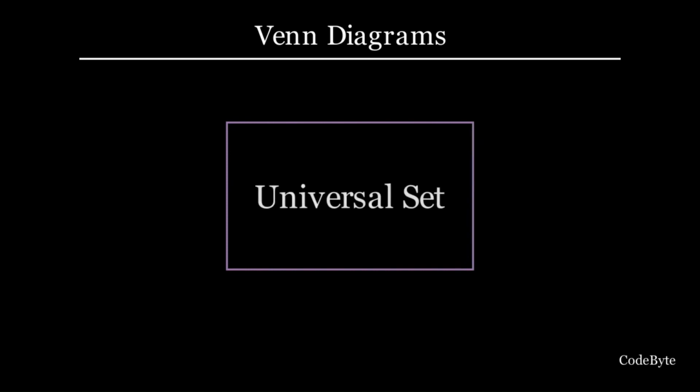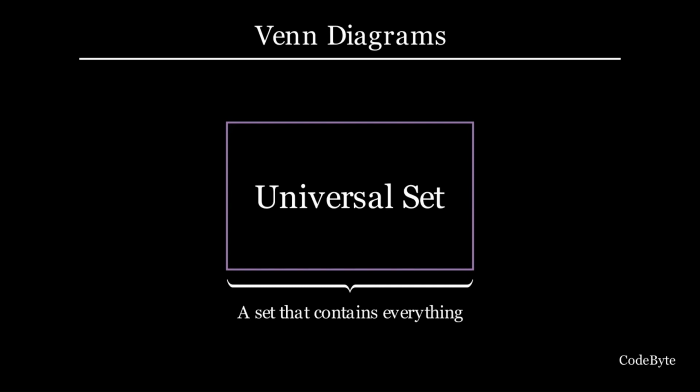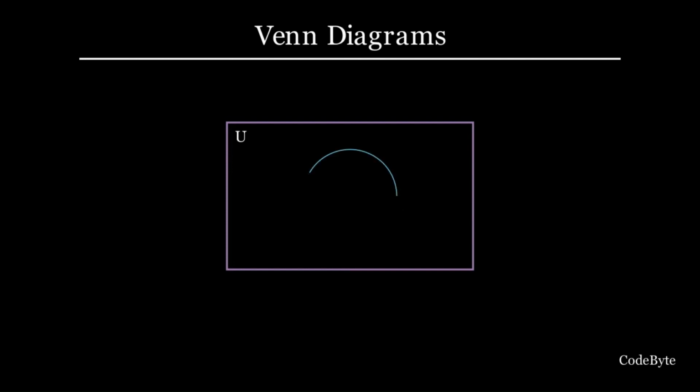Now let us look at the concept of Venn diagrams. A Venn diagram is a way of representing sets in a pictorial format. A universal set, a set that contains everything, is shown using a rectangle. All the other sets are shown using circles.